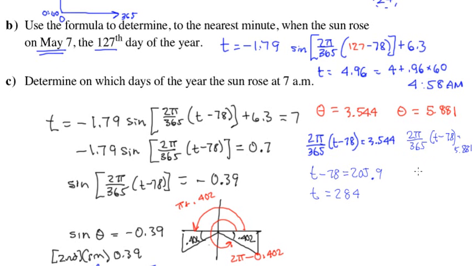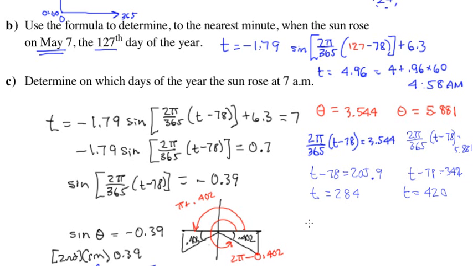For the one on the right, 5.881 times 365 divided by 2, also divided by pi. And we get t minus 78 equals 342. And then we add 78, and that's a little awkward. We get 420. We'll deal with that in a moment.